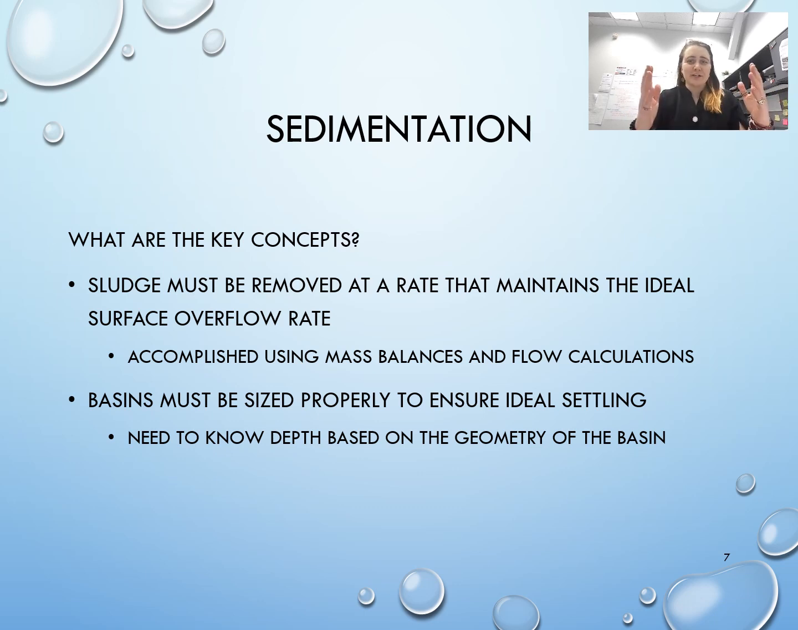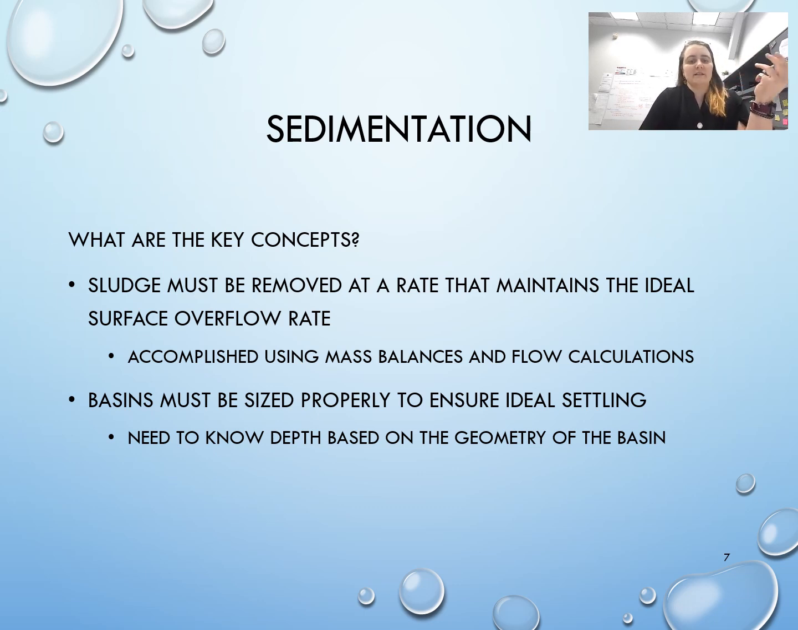In addition to those different types of settling, we also need to remove sludge from the plant, right? So if sludge accumulates in the bottom of our sedimentation basin, eventually that basin is going to fill up and it's not going to work. So we want to maintain that surface overflow rate coming through the system, so we have to have that sludge being pumped out at a specific rate as well. And so you can either design the basin specifically to remove sludge as we go, or it can be pumped in and out. And so you're going to accomplish when we remove sludge by using mass balances and flow calculations.